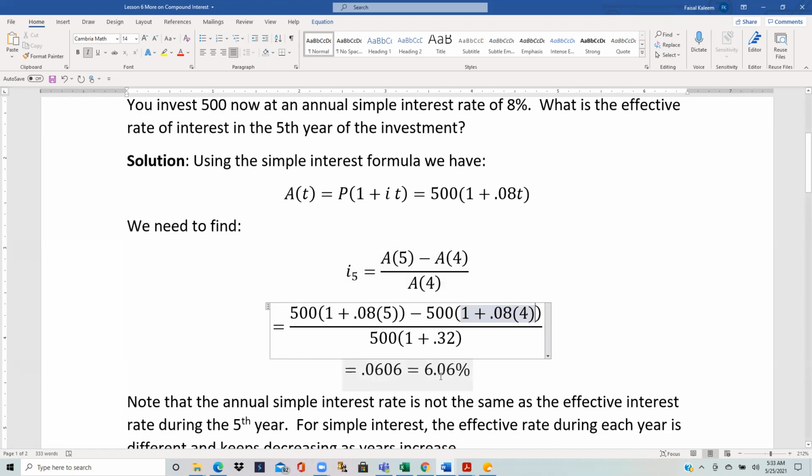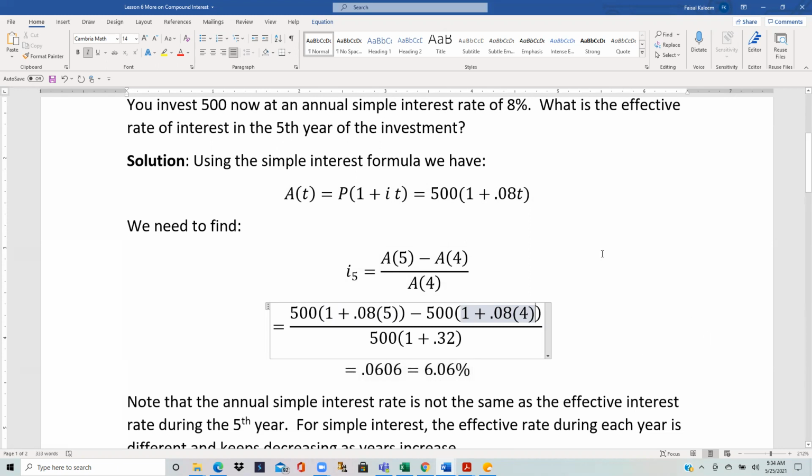Now, the point to be noted here is that the annual rate was 8%, but the effective rate during the fifth year was 6%. This will always happen for simple interest: whatever annual rate you are given, your effective rate for any year will actually be lower. And in fact, it keeps getting lower and lower the further out you go. So the effective rate of the sixth year would be even lower than 6.06%.